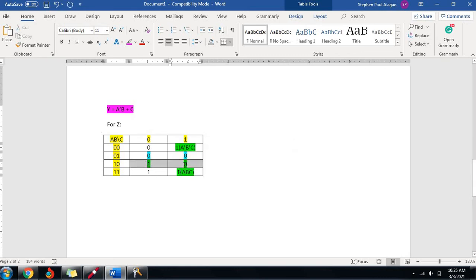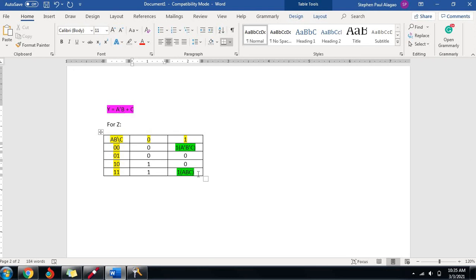Okay, no color. So how many ones? 1, 2, 3, 4. So there are only four 1s. So first you have 1, it is 1. Next is 4 is 1, and next you have 6 and 7. 6, this one, and 7 is also 1.